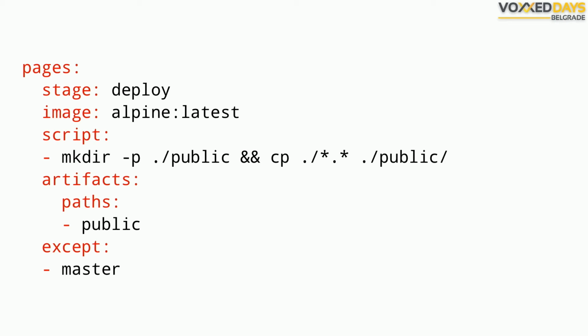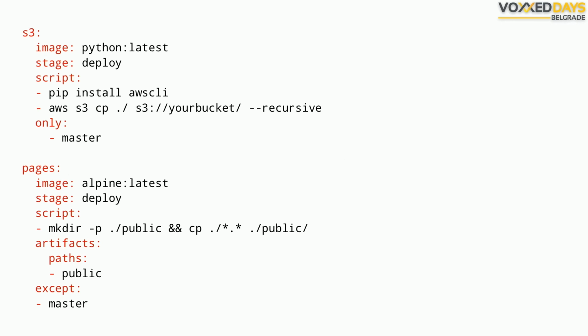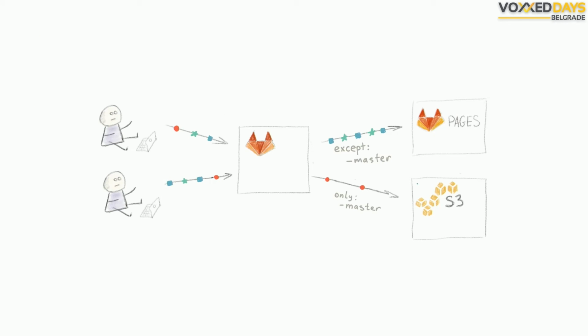Here's how the configuration looks. We again use the Alpine image here, and the script is simple. We just copy everything to the public folder, and the whole script looks like this. So we now have 2 jobs. One pushes stuff to S3, and another one pushes our site to GitLab Pages, and it pushes there all the branches except master. So the picture looks like this.